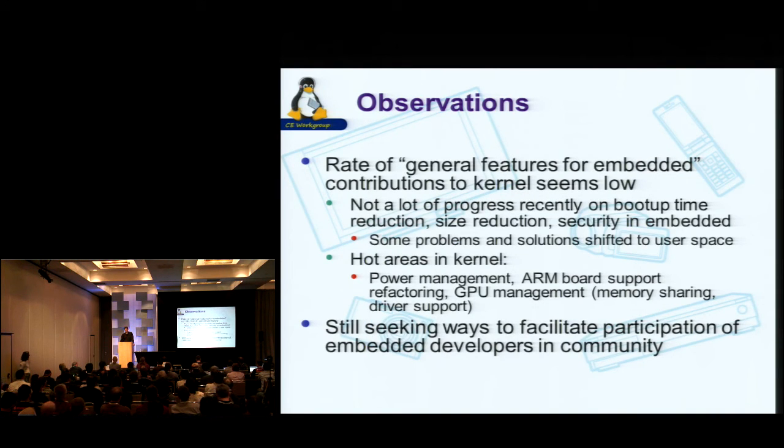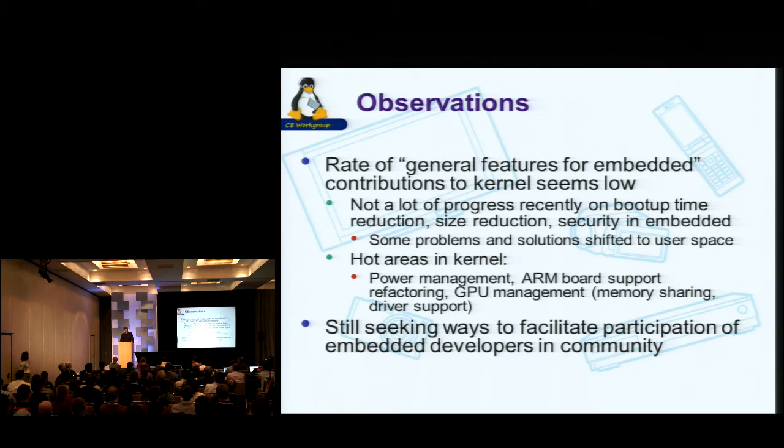Overall observations just on these technology areas: it seems to me that the rate of overall general features for embedded seems kind of low. We don't see a lot of core things. Maybe I'm just not counting stuff as core that I should be. But we don't see boot-up time reduction patches a lot. We don't see size reduction patches. We have seen some security issues come up in embedded. A lot of problems in those areas have shifted to user space. There's not as much pressure. When you've got a 50 meg user space, who cares if you've got a 2 or 3 meg kernel?